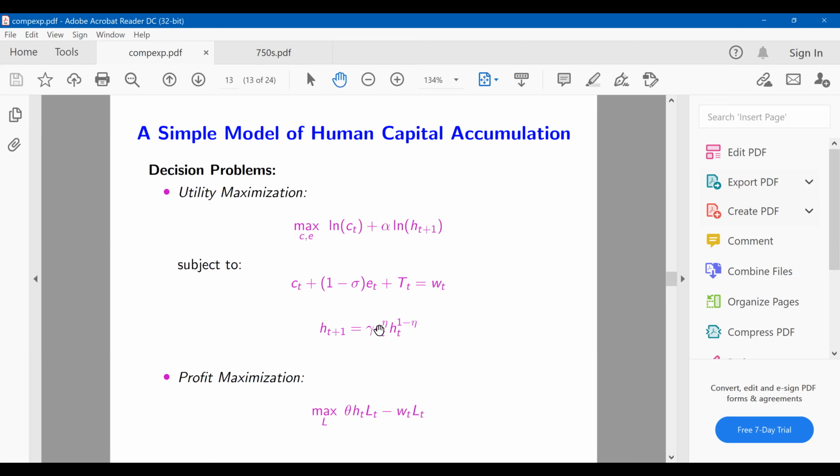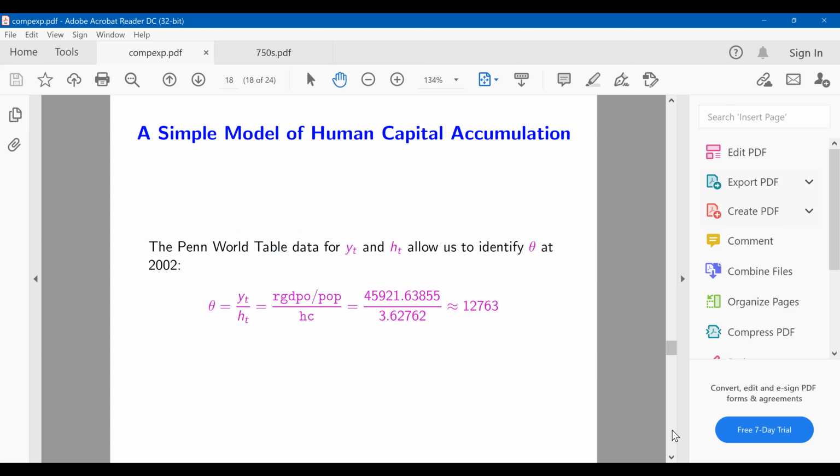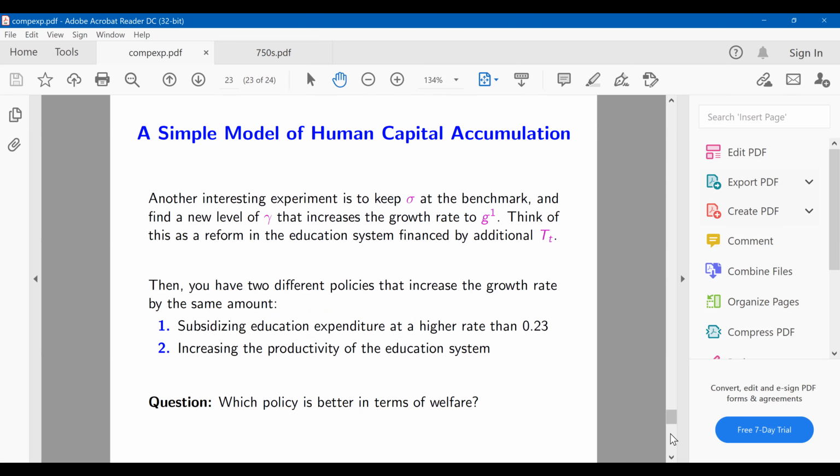So maybe I can use this tax revenue not to subsidize education spending, but to implement a reform in the education system, so that the purpose of the reform would be to increase the quality of the education system by increasing gamma. So that can also be studied. And then we have two different policies: subsidize education expenditure at a higher rate than 23%, or increase the productivity of the education system. So which policy is better in terms of welfare?